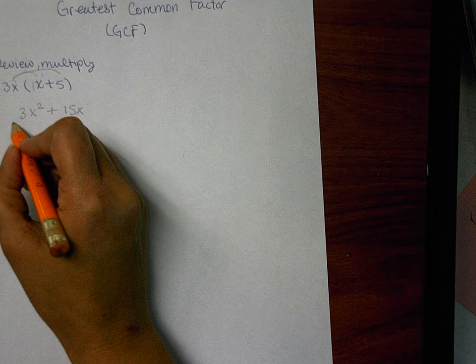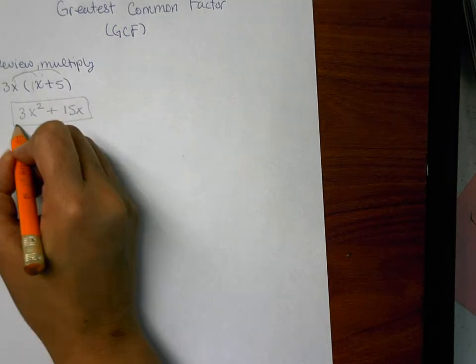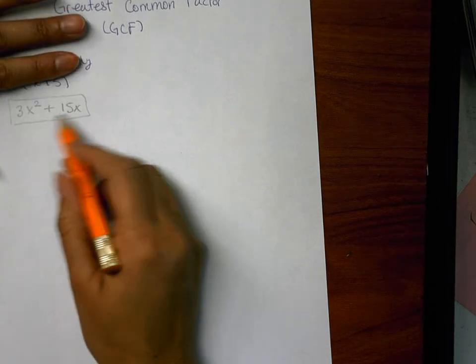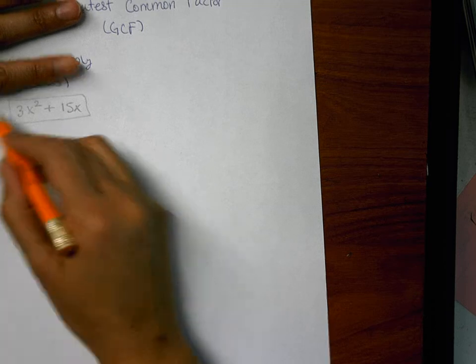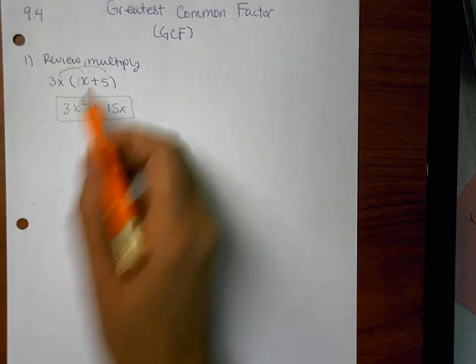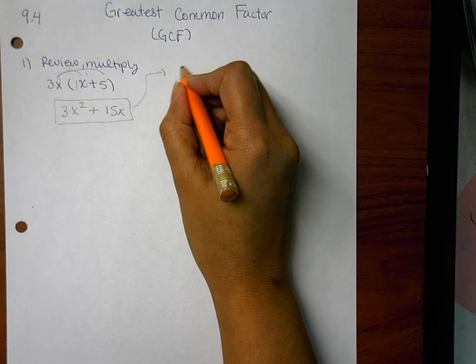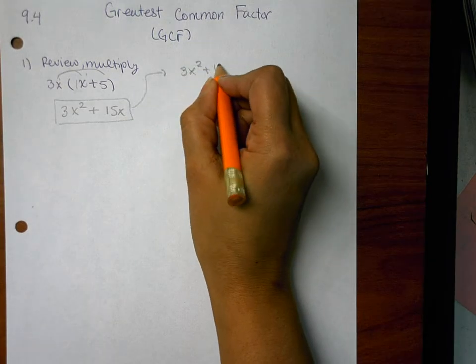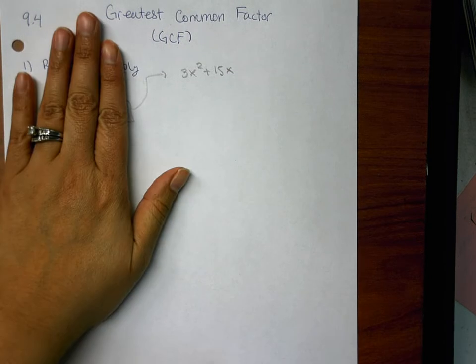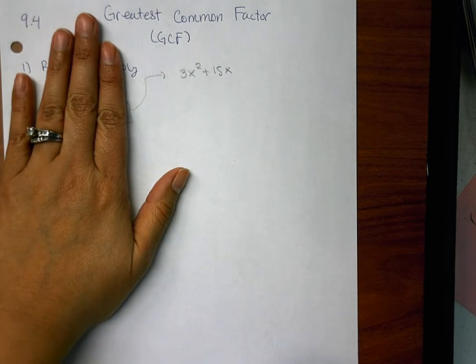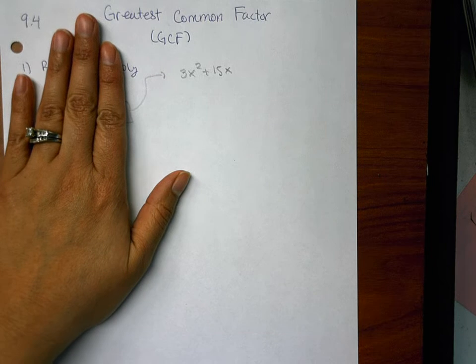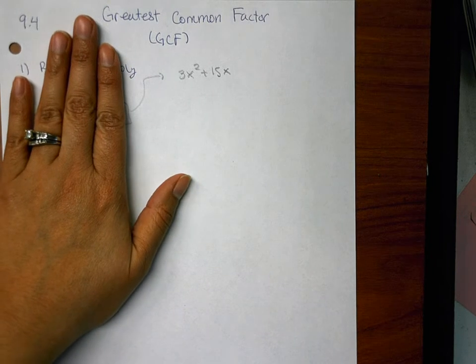Okay, what we're going to be doing today is working backwards. I'm going to give you pretty much the answer and you're going to work back to the original problem. Okay, so let's just get practice with it. So let's say I gave you this 3x squared plus 15x and didn't tell you what we had originally and asked you to come up with it on your own. What you would do is look for a greatest common factor.